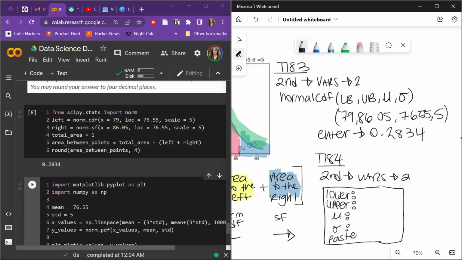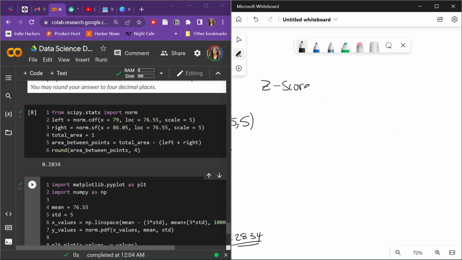All right, and then for the z-score method, you would have to use the standard normal distribution instead of the normal distribution. And z-scores is basically just converting the 2 points to be z-scores. And so the formula for that is just your point minus the mu divided by the sigma. So for the first point, it would end up being 79 minus 76.55 divided by 5.